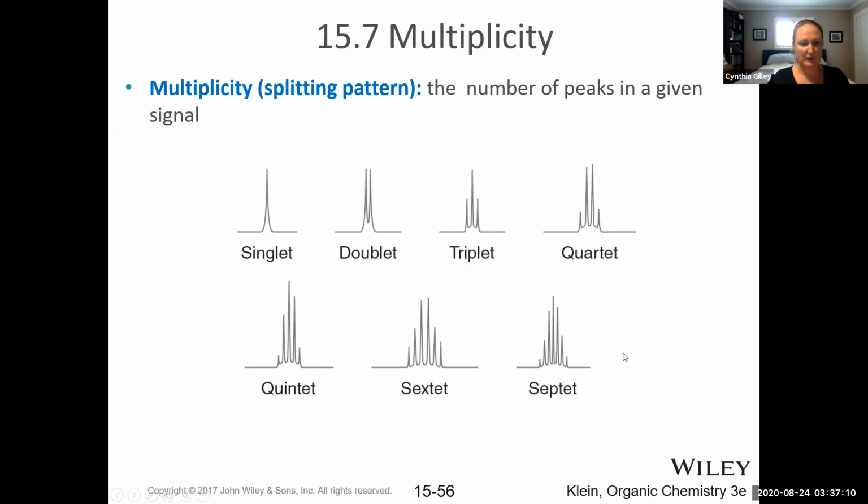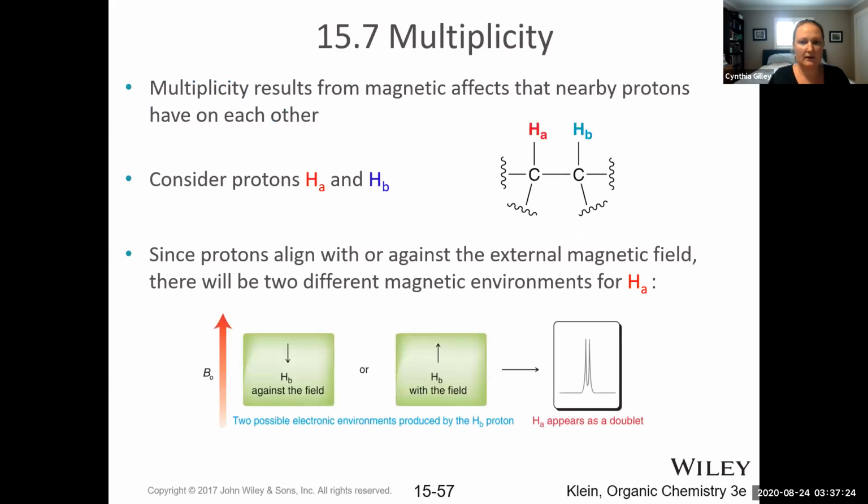I think there's a table in the book that talks about the relative values of the peaks in these, but you're just counting up peaks to determine what the pattern is. That's the first step. And then just recognize that multiplicity or splitting patterns come from the presence of nearby protons. So let's explain why that is.